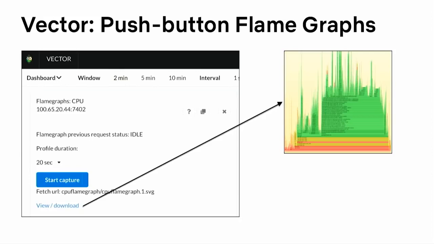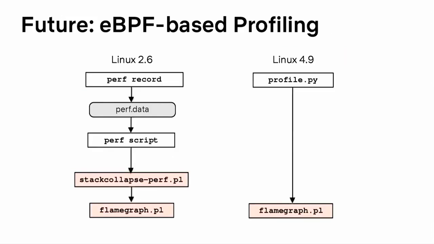The way flame graphs are currently generated looks like this. On Linux 2.6 onwards, we would run perf record. That would write to a perf.data file. Perf script would process it. I would then run it through stack collapse to summarize those samples, and then flame graph.